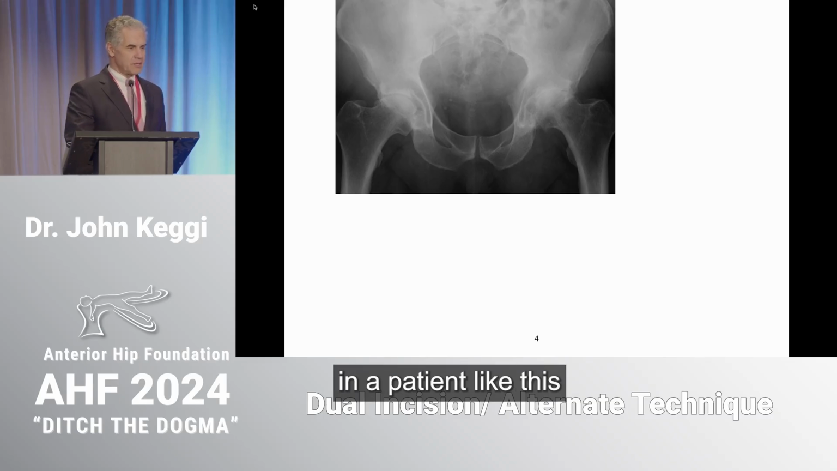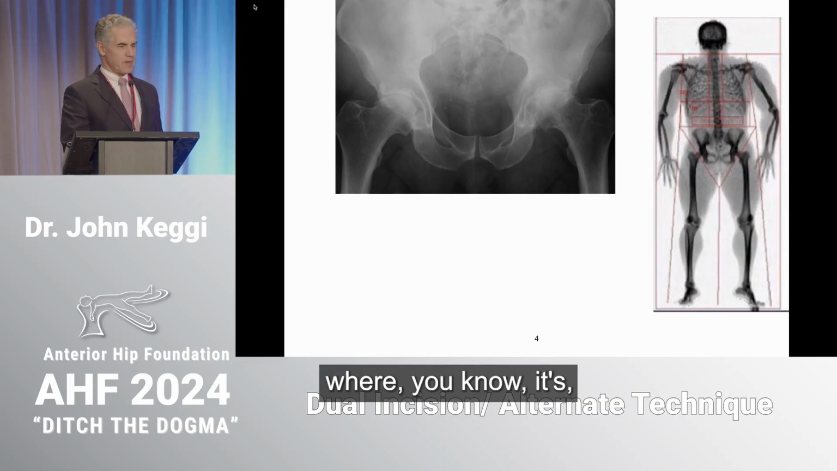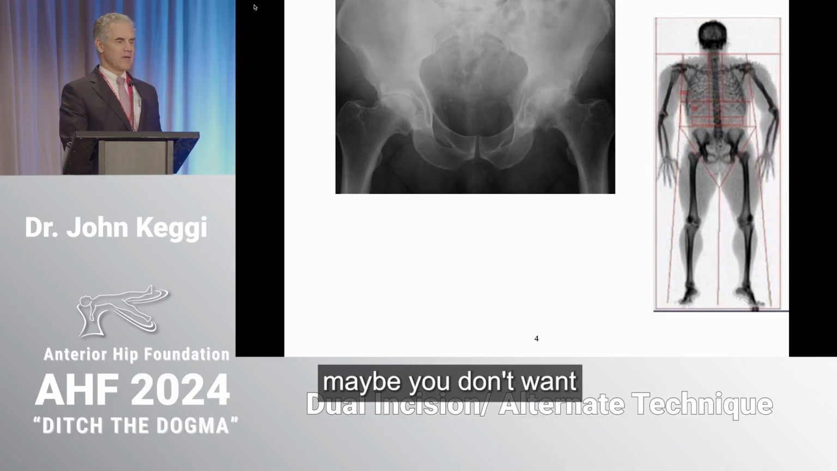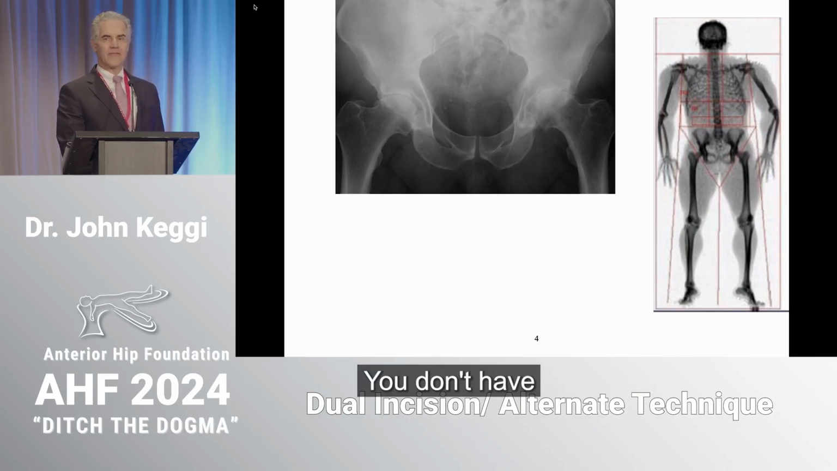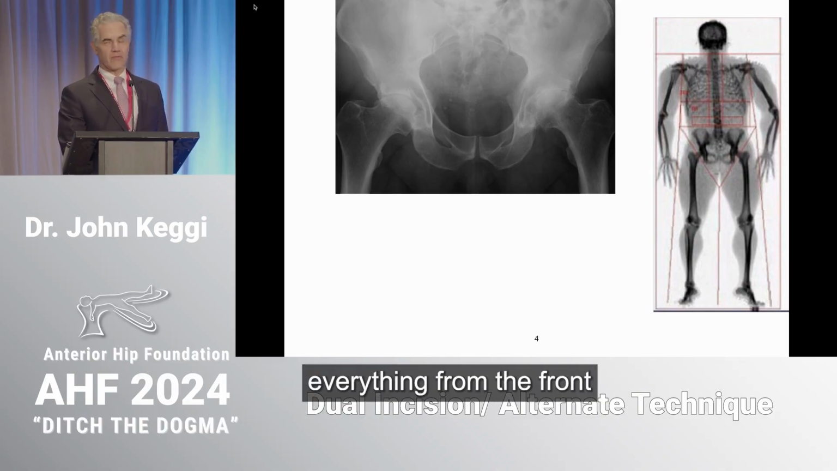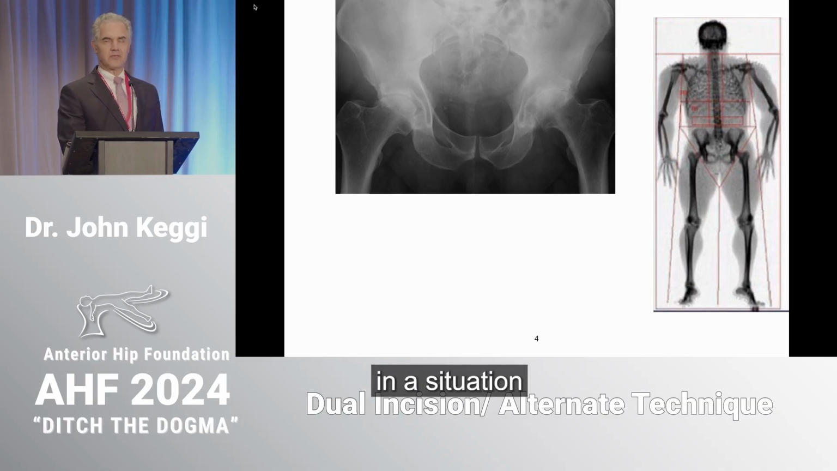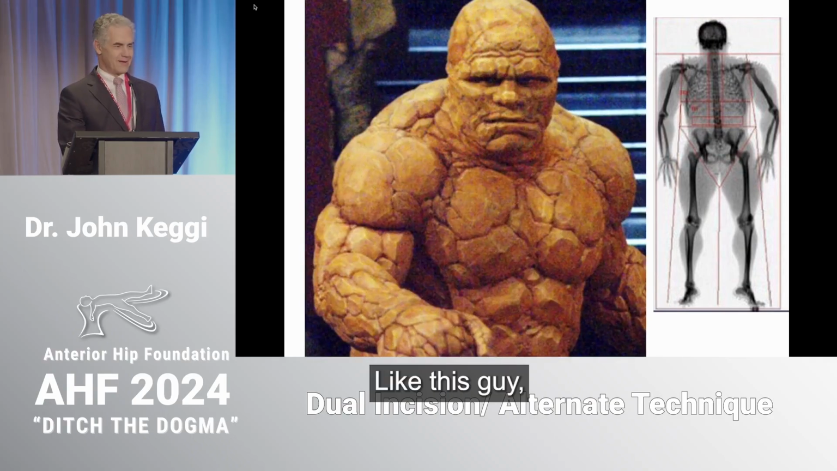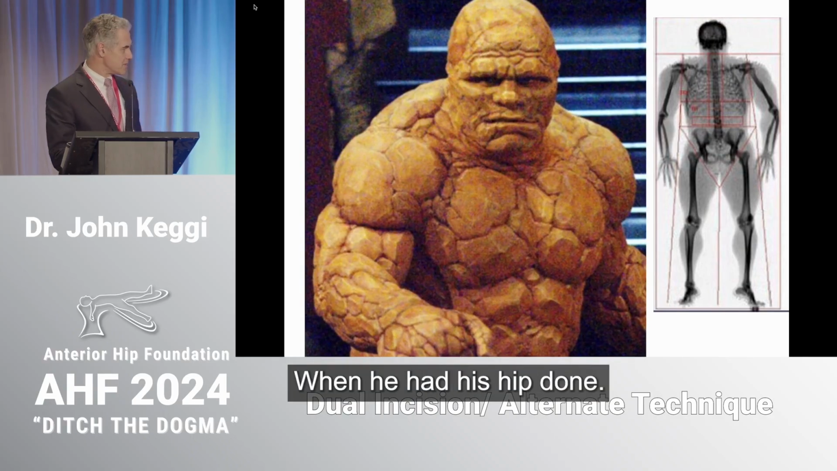So, for example, in a patient like this, where it's a big guy, big dense guy, we're just saying dense muscular patient. Maybe you don't want to do everything from the front. You don't have to do everything from the front. We usually do everything from the front, but you don't have to. And if you get in a situation where it's that tight, you can use an accessory incision, like this guy. Like this was Nicholas when he had his hip done.